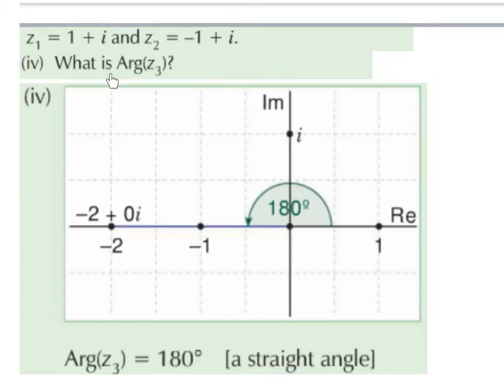Part 4. What is the argument of z3? So basically, what angle is formed with the positive part of the real axis and the complex number z3, which is here. And remember, we start at the positive part of the real axis, and we have to go anti-clockwise, and we get 180 degrees because this is a straight line, which is 180 degrees. So the argument of z3 is 180 degrees, which is a straight angle or a straight line.